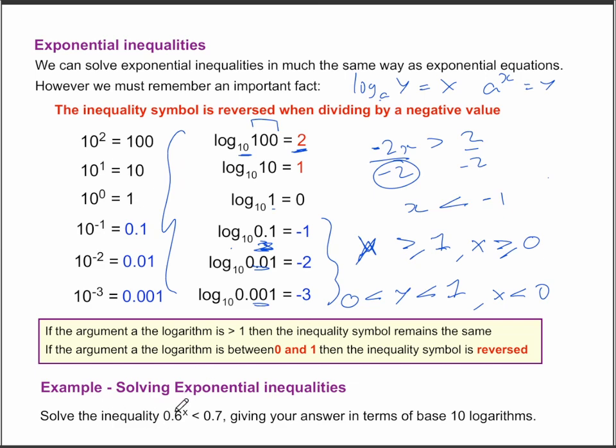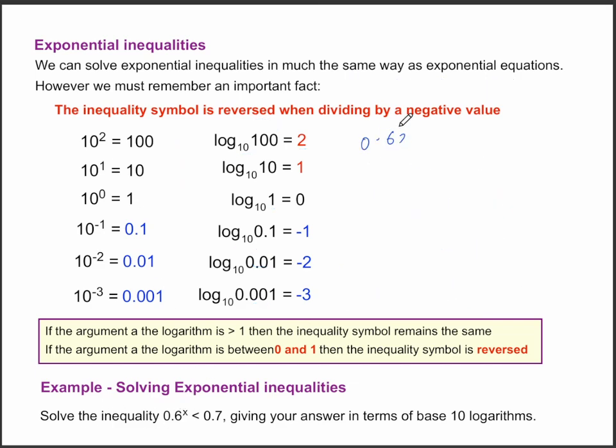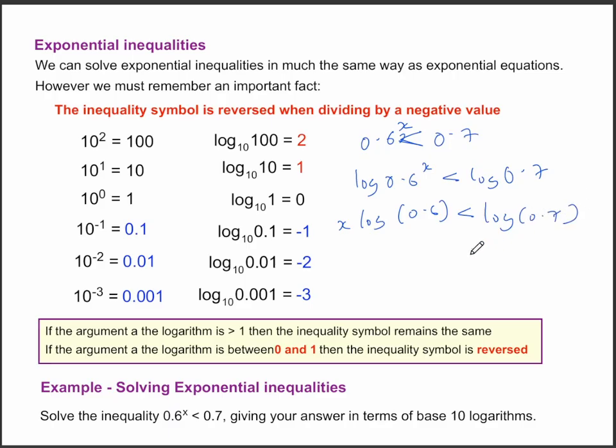Now let's look at this example right here. 0.6 power x is less than 0.7. And the way you would solve this normally is using logs, right? So log 0.6 power x less than log of 0.7. Rewriting this will give us x log of 0.6 less than log of 0.7. And then you want to divide by log of 0.6. Now 0.6 is between 0 and 1. Therefore, you are dividing by a negative number.